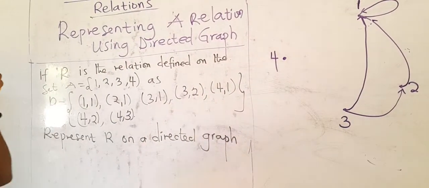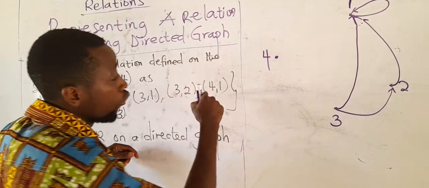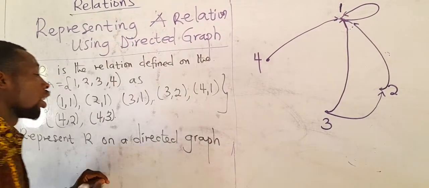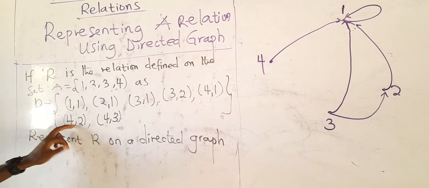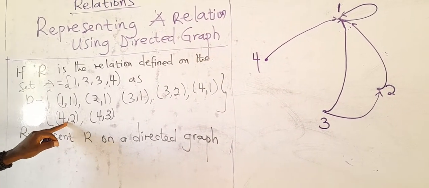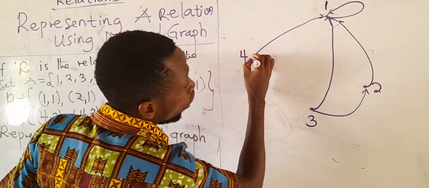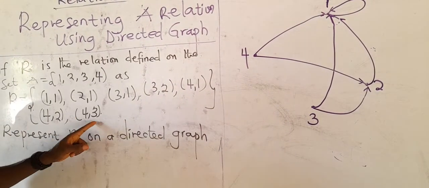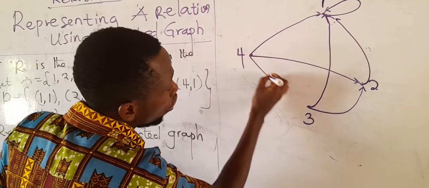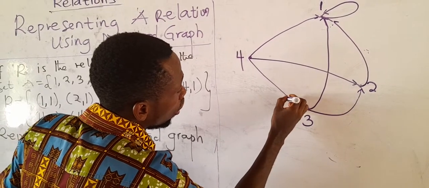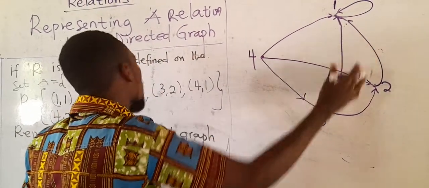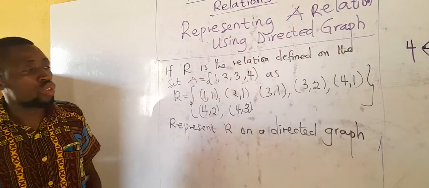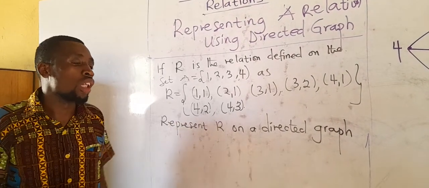The next one is (4, 1). So an arrow from 4 to 1. The next one is (4, 2). So an arrow from 4 to 2. So we go like that. What's the next one? The next one is (4, 3). That means an arrow from 4 to 3. So this becomes the directed graph of this relation. I hope you get that. It's not anything difficult. We'll solve one more question on this so that you will become abreast with it.